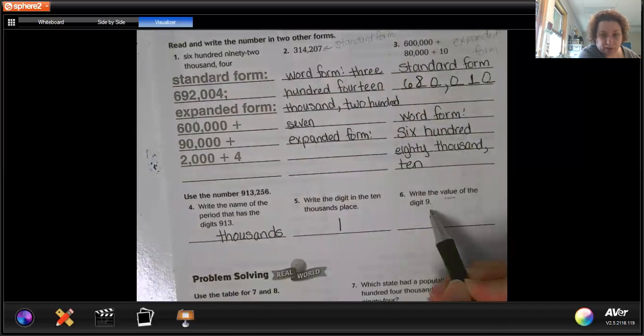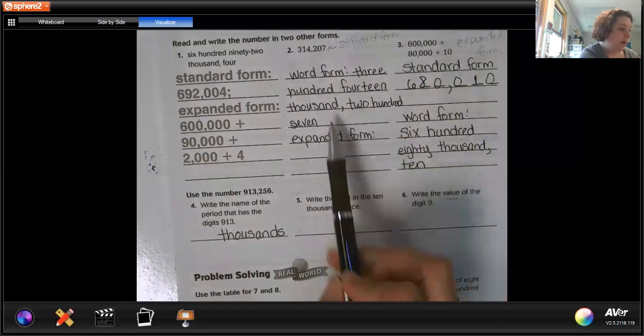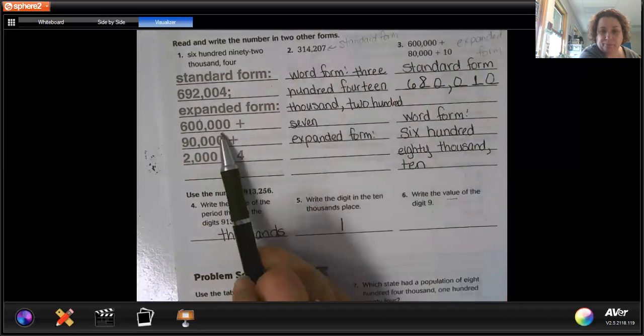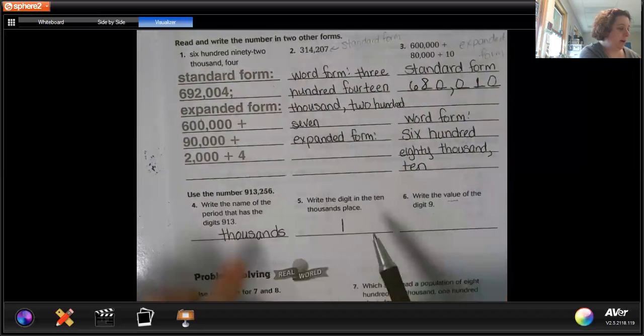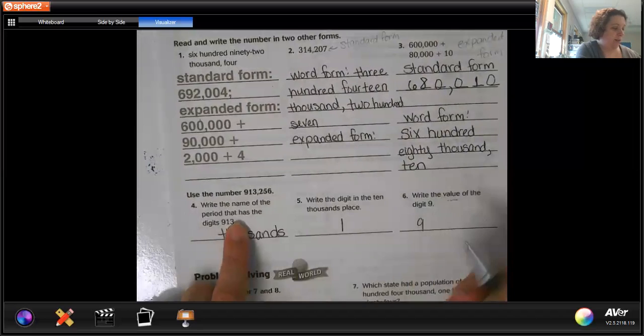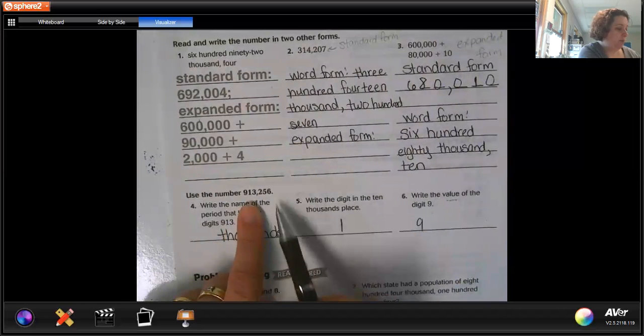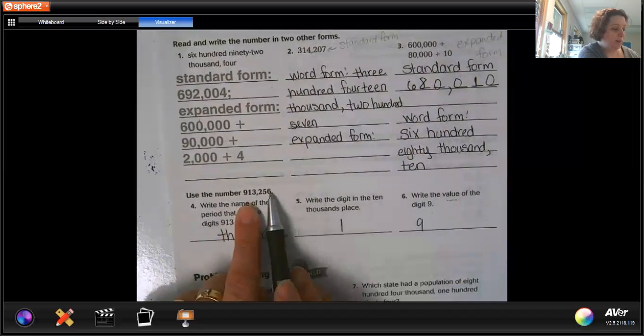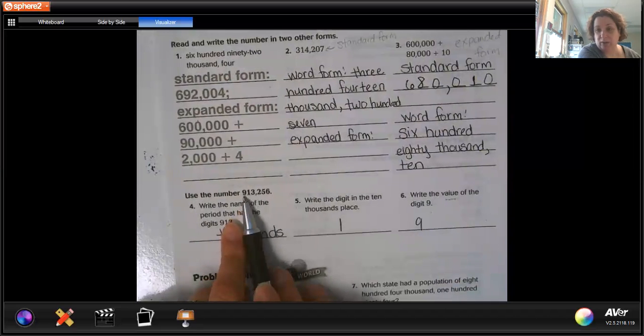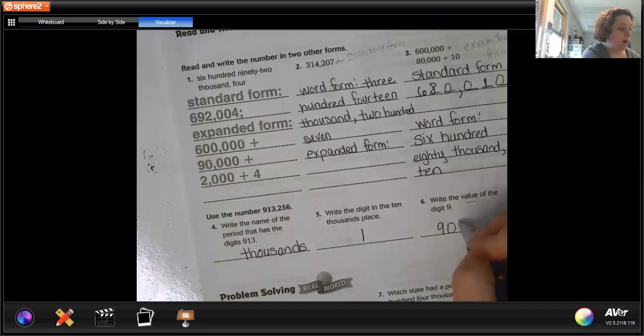So the value is going to be what I write for the expanded form. The value is going to go the same way, so it's going to start with 9. I'm going to find the number over here, find what place value it's in. Ones, tens, hundreds, thousands, 10,000s, 100,000. So it's 900,000. That's the value of that 9.